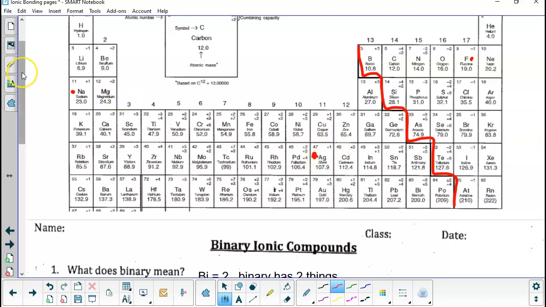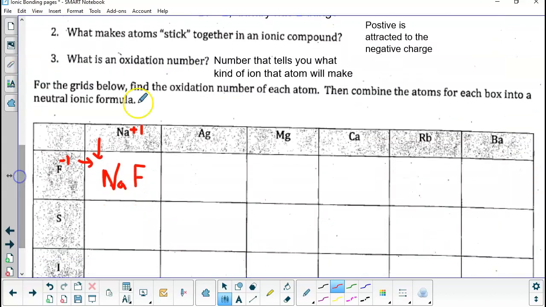So silver has 1 extra electron to get rid of. I'll write +1 there. The sodium and the silver have the same charge, so they're going to do pretty much the same thing. The charges cancel.